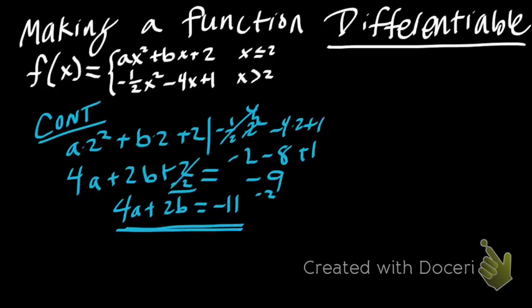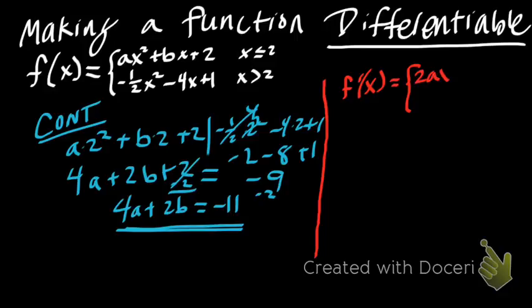However, there are two variables there, and there are infinitely many ways to solve that equation. So in order to solve a two-variable system, you need another equation. And that's exactly where the idea of differentiability comes in, because the derivative must also be continuous. So I'm going to take the derivative. It's a piecewise function, so it's going to be a piecewise derivative. The power rule here will tell me that 2ax plus b is the derivative of the left piece, and that's valid when x is less than or equal to 2.